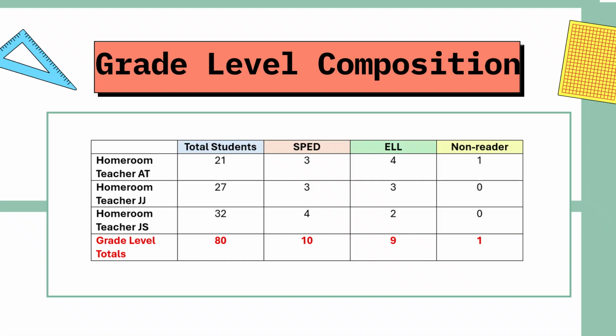One homeroom class having 21 students, with 3 students who have special needs, 4 who are English language learners, and 1 non-reader. The second homeroom had 27 students, 3 students who were classified as students with special needs, 3 students who are English language learners, and there were no non-readers. And in the last homeroom, the biggest homeroom, there are 32 students with 4 having special needs, 2 who are English language learners, and no non-readers.